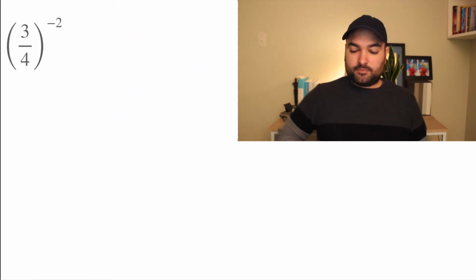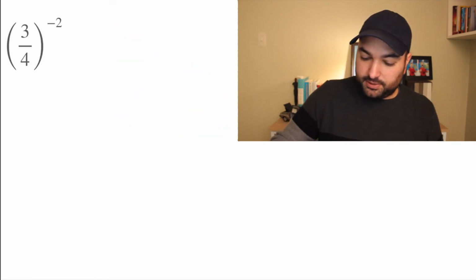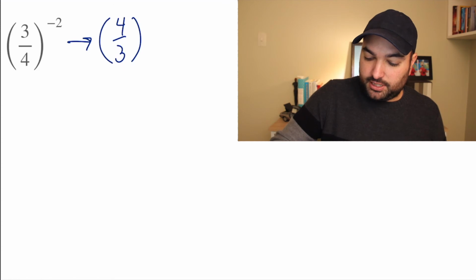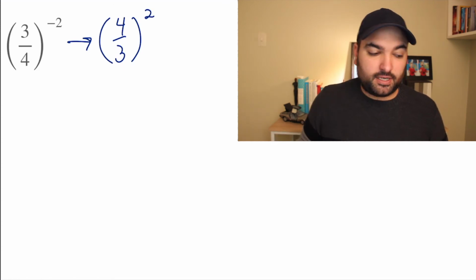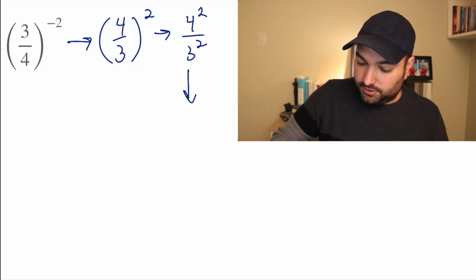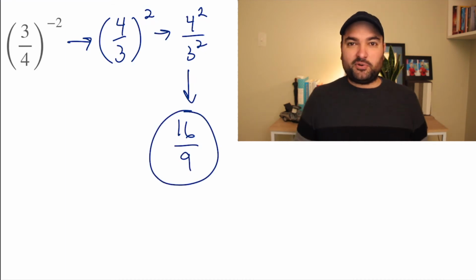Next one. Again, quite simply, all we're going to do is flip the fraction over. We get 4/3, and we'll change the negative exponent into a positive exponent, and then we will have 4 squared over 3 squared, which is equal to 16/9. Getting pretty fast now, aren't we?